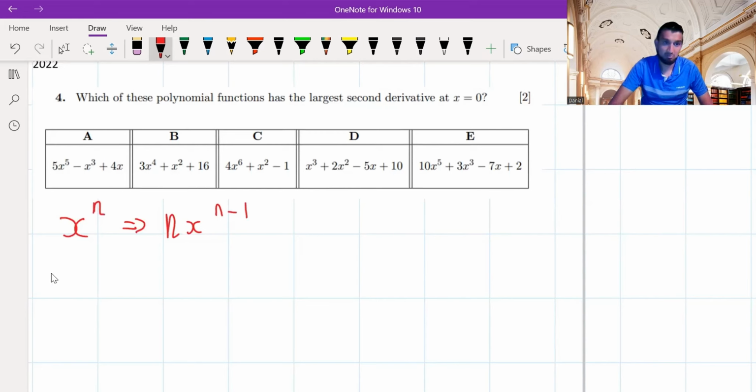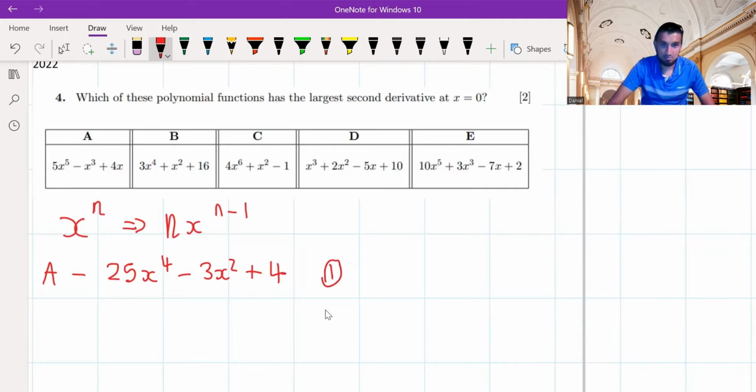So 5x to the power of 5, for a, would become 25x to the power of 4, and then minus 3x squared, 3 in front, and then minus 1. Then just x would become just plus 4, because the power is actually 1 here. So 1 times the 4 will be 4. 1 minus 1 is 0. x to the power of 0 is 1. We're just left with 4. Okay, so that's the first derivative.